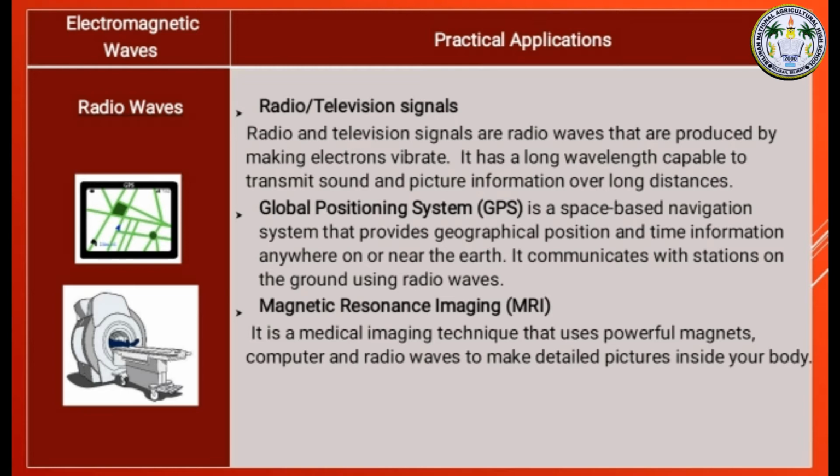Global Positioning System or GPS is a space-based navigation system that provides geographical position and time information anywhere on or near the Earth. It communicates with stations on the ground using radio waves. Magnetic resonance imaging or MRI is a medical imaging technique that uses powerful magnets, a computer, and radio waves to make detailed pictures inside your body.